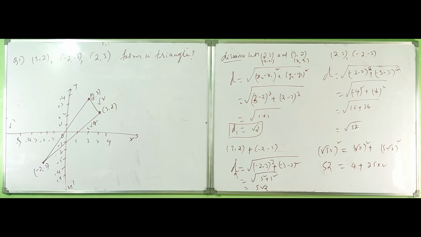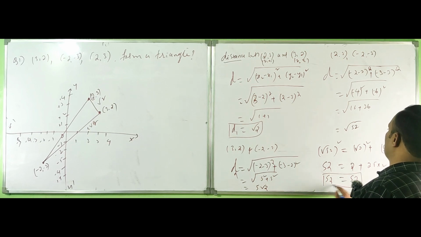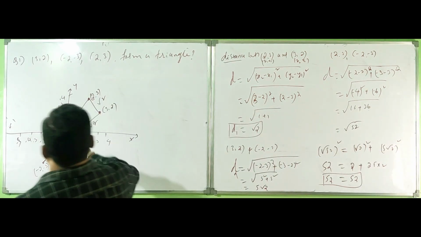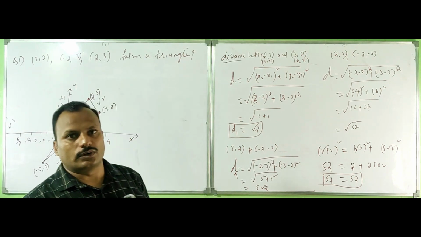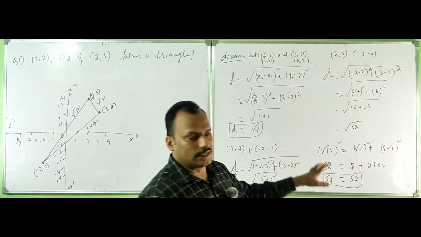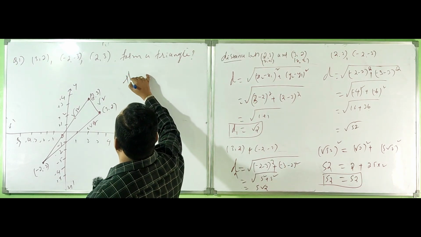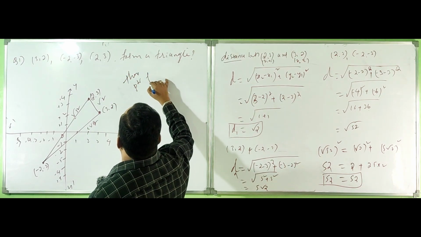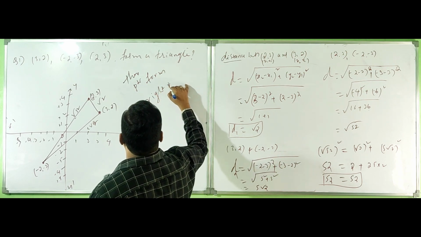36 plus 16 is 52. This is root 52, right? Therefore, the sum of the squares of the two sides is equal to the square of the other side. Therefore, this is a right angle triangle. Therefore, these points form a right triangle. Right?